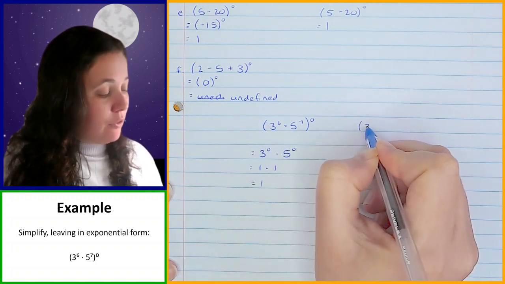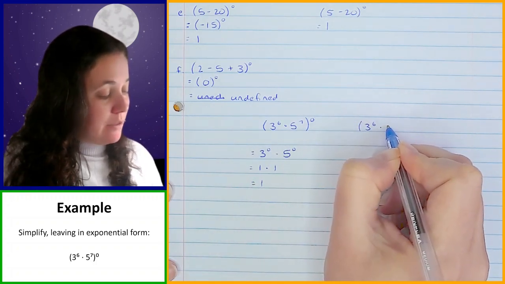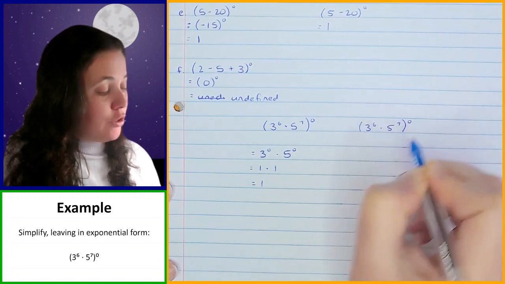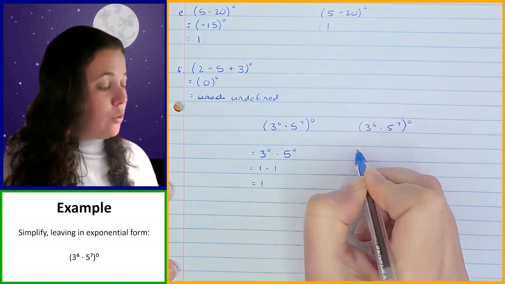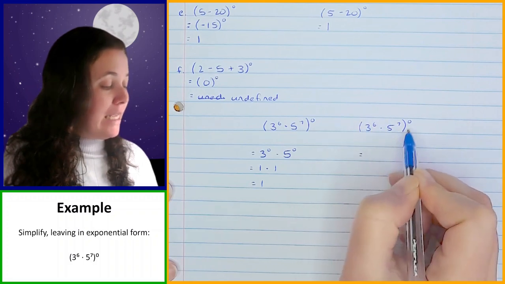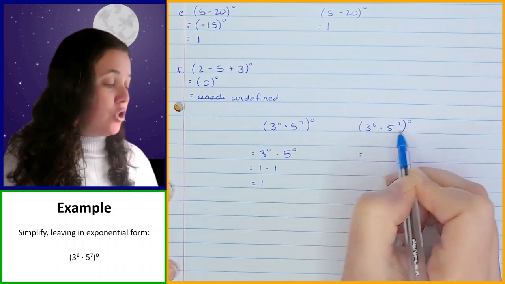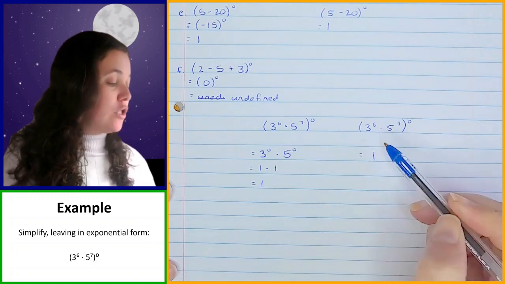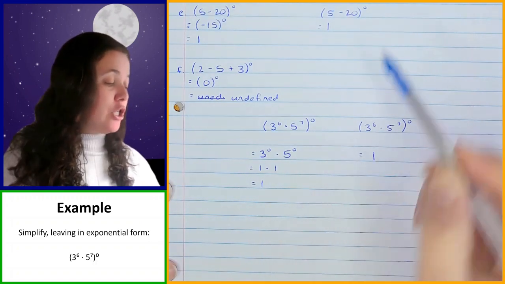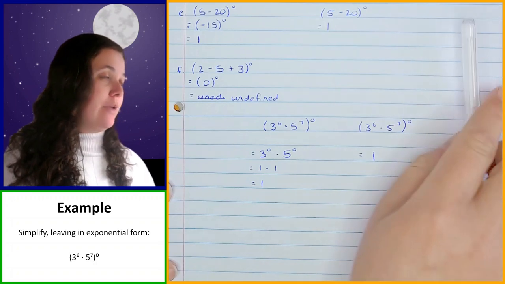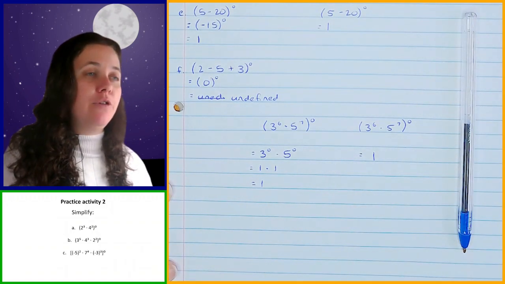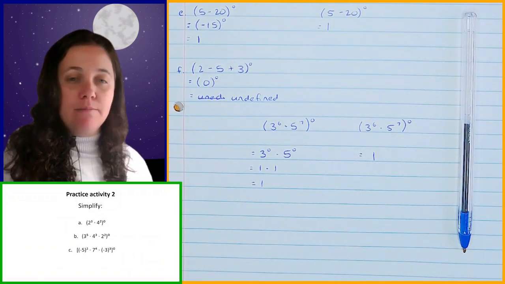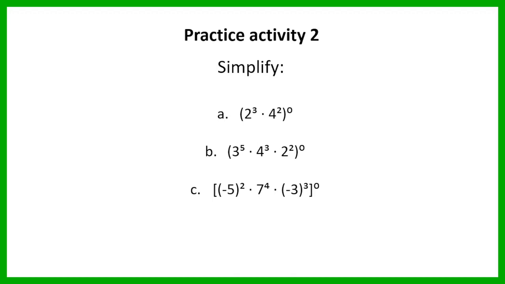So if I have 3 to the power of 6 times 5 to the power of 7, I know that base isn't equal to 0, so I can straight away say this whole base to the power of 0 is a non-zero base to the power of 0, which gives me 1. So I could have gone straight to the answer in this one, just like I could with that one over there as well. Okay, so now I'm going to give you some that you're going to work on for yourself, and I'm going to give you 2 minutes to work on these.